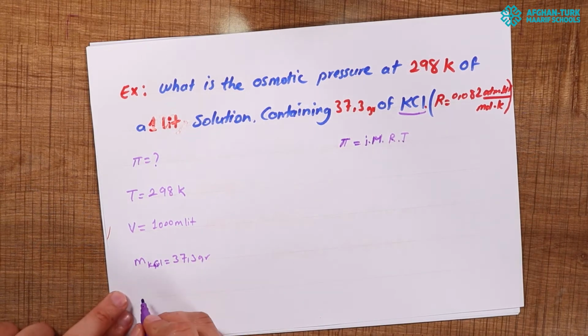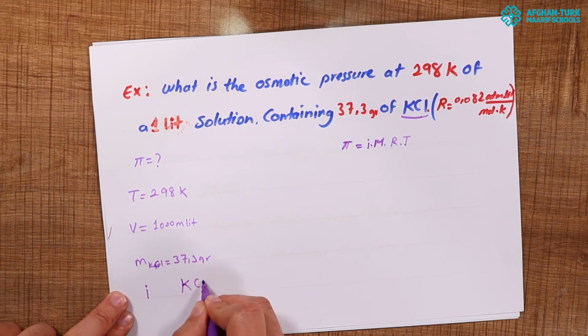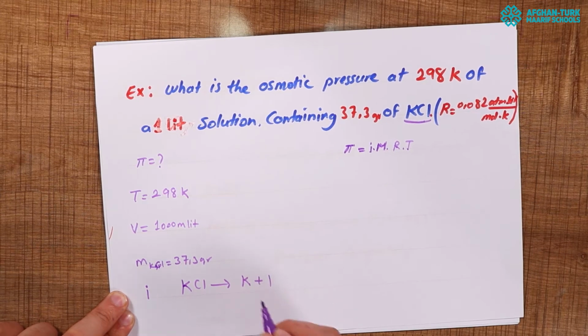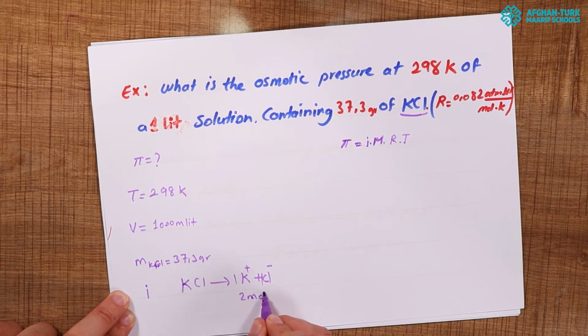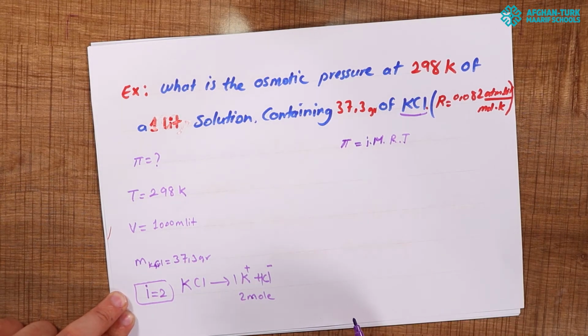It is so simple to find the value of i. As you know, potassium chloride will split, or dissociate, into two particles, two ions. One of them is the potassium ion, and another one is the chloride ion. It will give us two particles, which means two moles of particles. The value of i is equal to 2. Here, we just don't have the concentration of molarity.